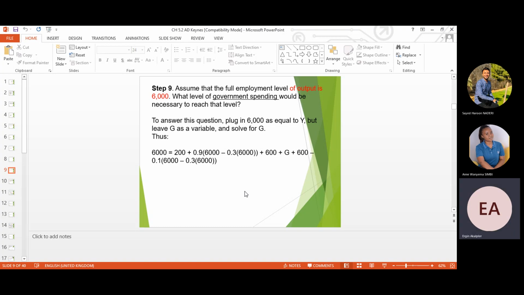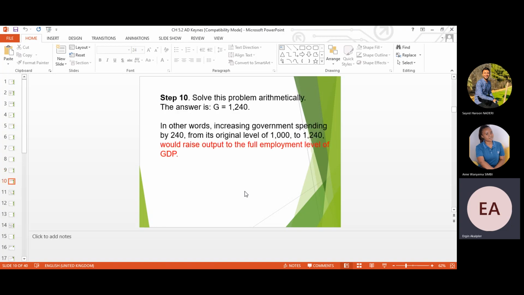And then we are going to equalize this equation to the other side: 200 plus 0.9 times 6,000 minus 0.3 times 6,000, because we put 6,000 instead of Y now, since the full employment level of output is 6,000, then plus 600 plus G plus 600 minus 0.1 times 6,000 minus 0.3 times 6,000. Then when you solve this problem, the arithmetical answer is 1,240, which is very good. In other words, it is increasing government spending by only 240 from its original level.